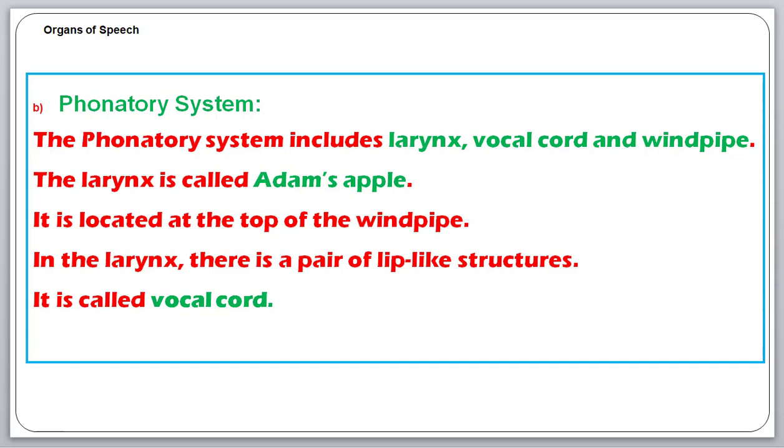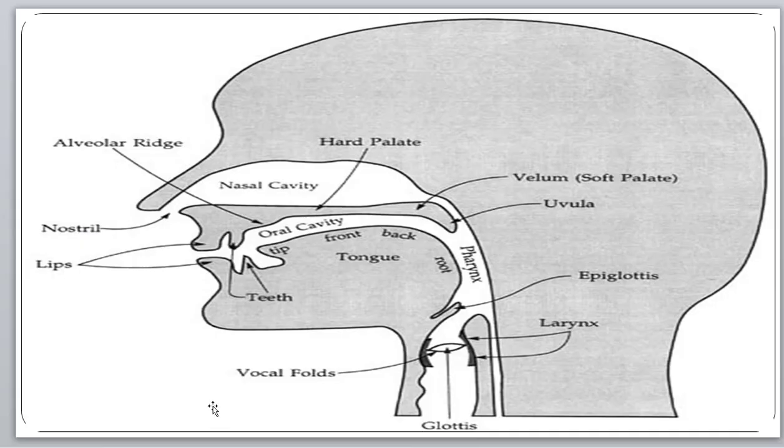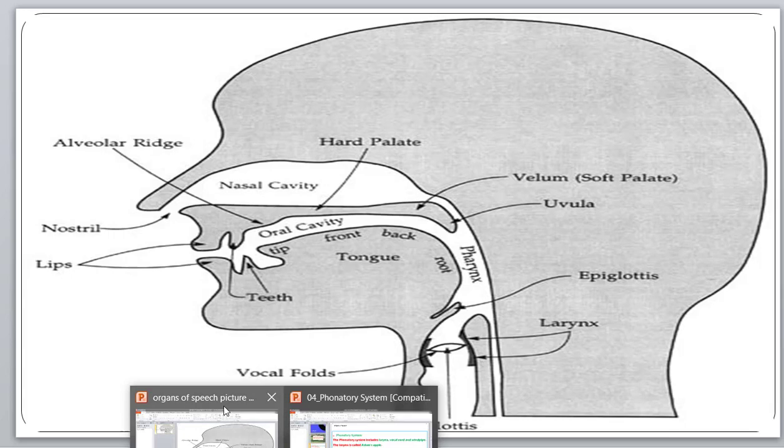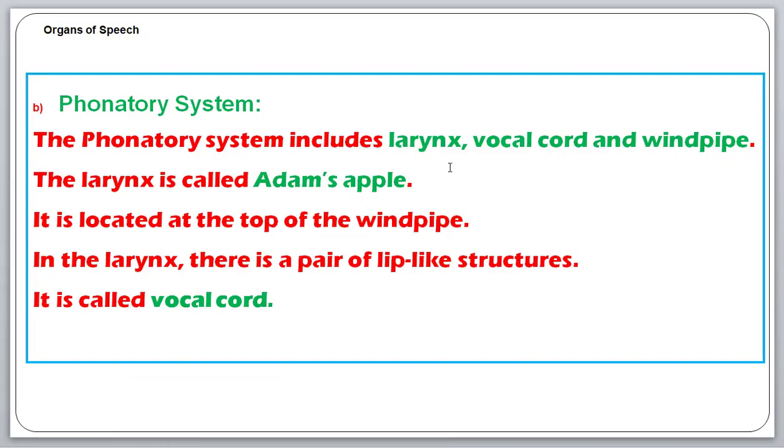Now, let me show you the picture of this here. To get a clear picture of what the phonatory system is, you must see this picture clearly. Now there is the larynx. See, this is the larynx, the most important part. Okay, now coming to the next. So, larynx. Now there is a vocal cord.